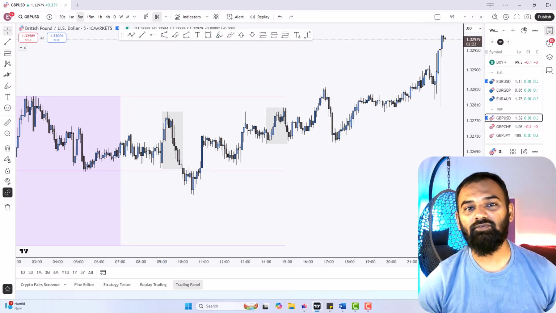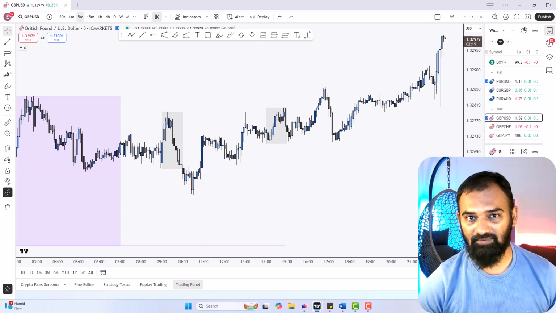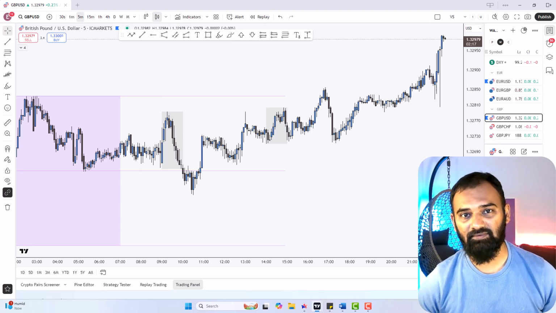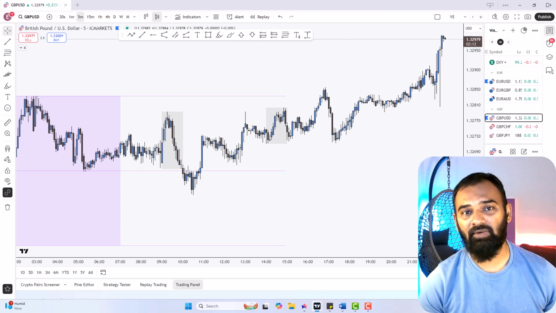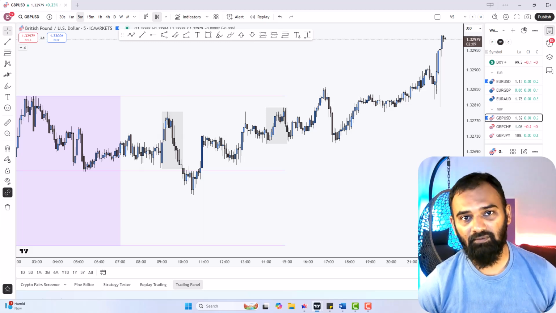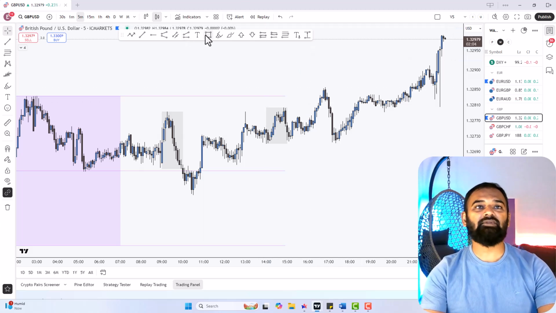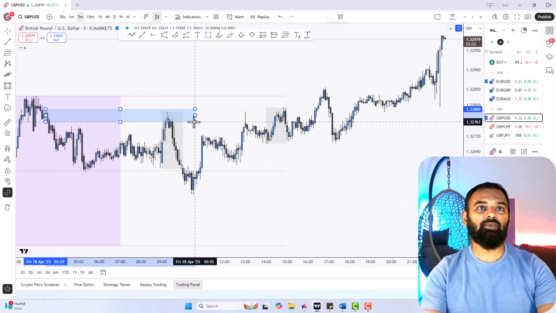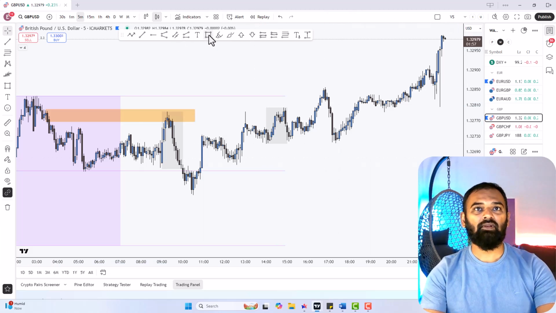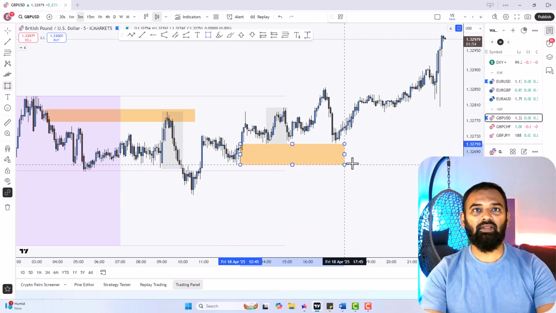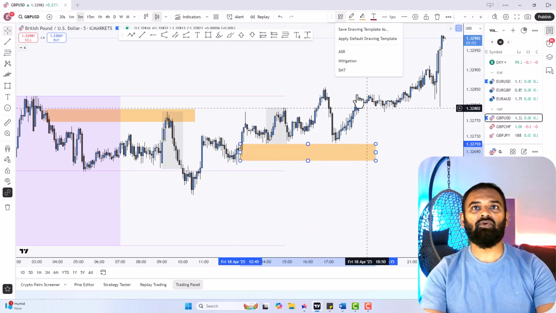Now, once we have understood swing highs and swing lows, let us understand the second core component of market structure, support and resistance. Some call it order block, some call it demand supply. We will keep it simple. We will call them support and resistance. In this particular chart, you can see this particular area is a resistance zone, and this particular area is a strong support zone.